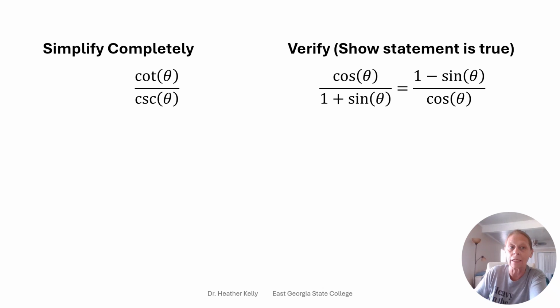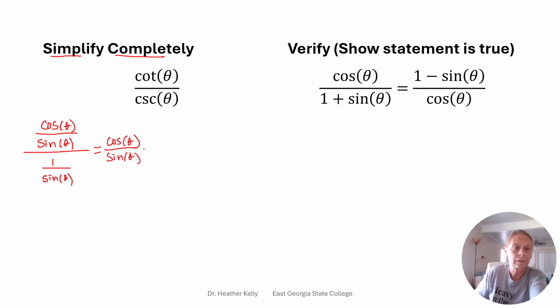Okay. So let's take a look at this first guy right here, and it says cotan theta over cosecant theta, and the directions are to simplify it completely. So I'm going to start off with the definitions here. Cotan theta is cosine theta over sine theta, and cosecant is 1 over sine theta. And so now we have two fractions, so we can flip. So we've got the cosine theta over the sine theta times the sine theta over 1. And these guys are going to cancel out. And this simplifies to just be cosine theta.